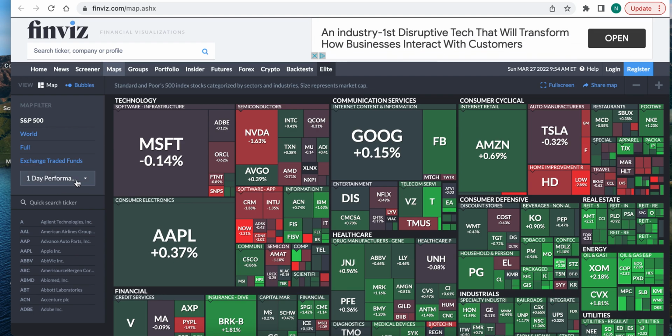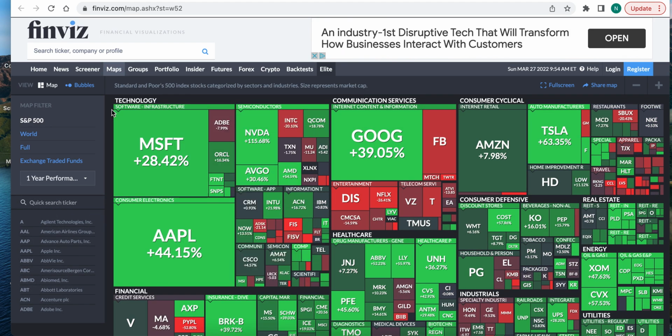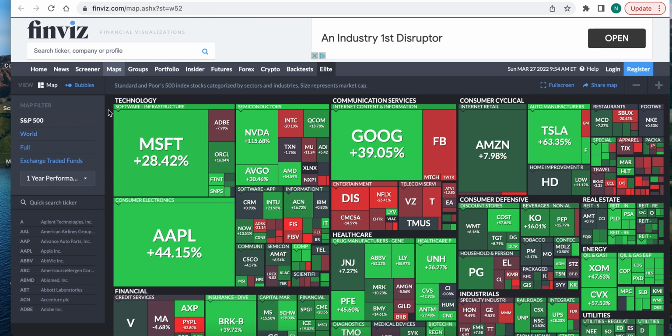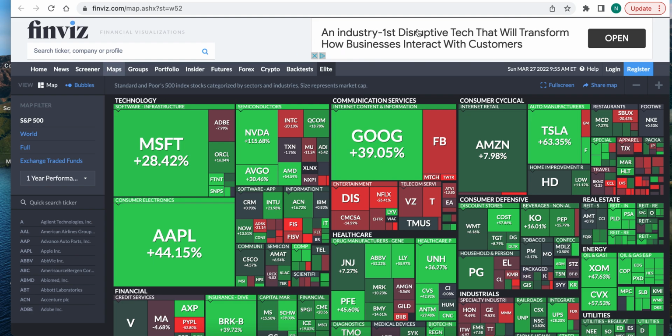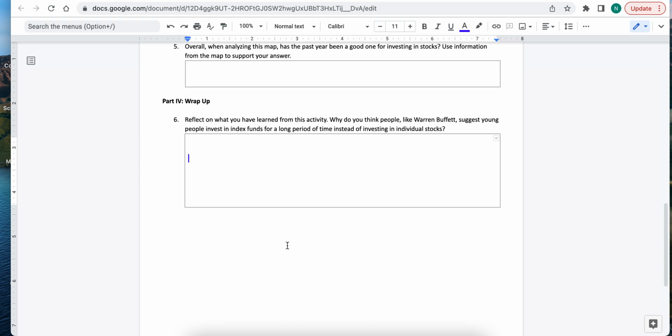But over here, under this drop-down bar, I can bring it down to 1 year performance. This is a general idea of how they have performed over the last year, and this is what we want to look at for that last question. We can see those changes and compare and contrast them to the one-day performance. Then our last question is just a reflection question.